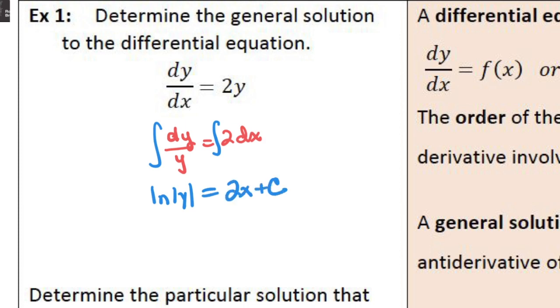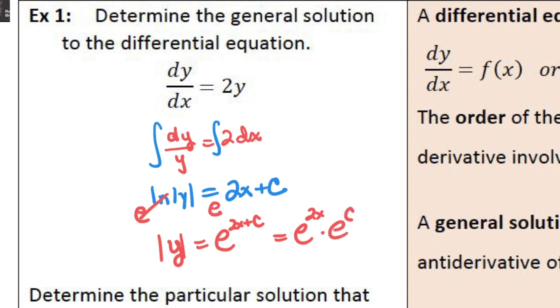c. Now, for this problem, we want to solve for y in order to get the general solution. The general solution, we do not know the c value. In order to do that, we're going to e both sides so that the e and natural log will cancel out. You're left with the absolute value of y equals e to the 2x plus c. Now that c is part of the exponent, when we rewrite it, you're going to get e to the 2x times e to the c.